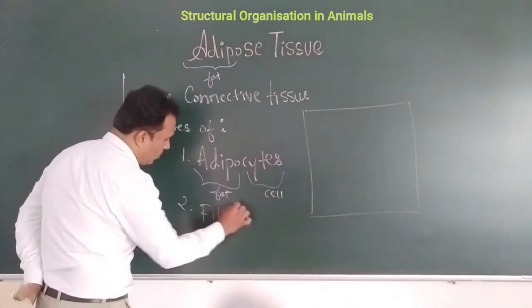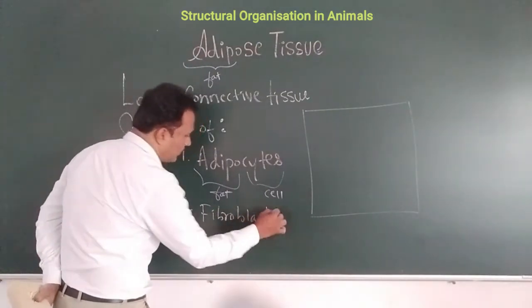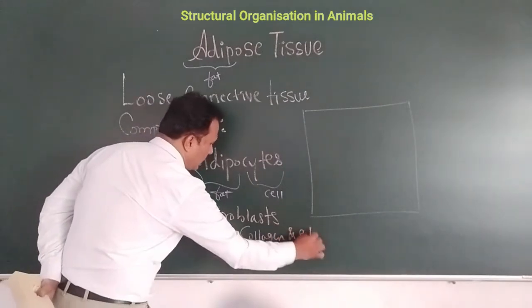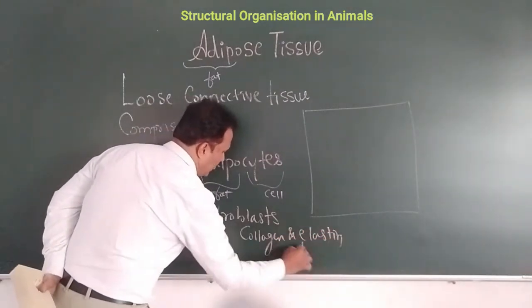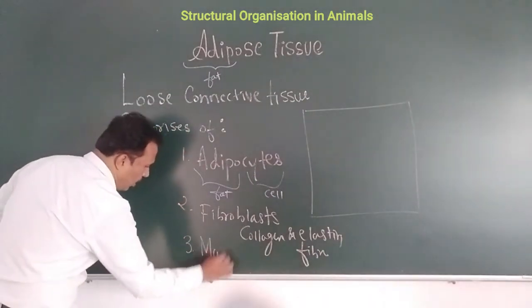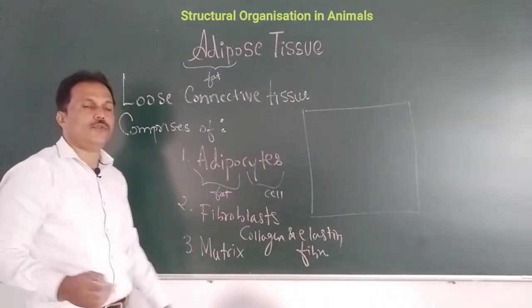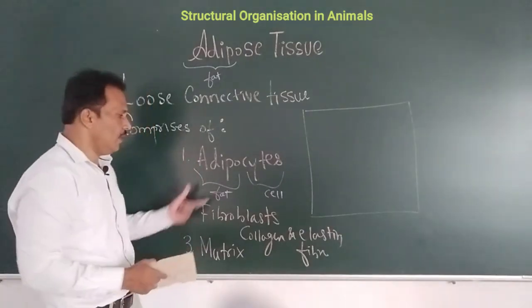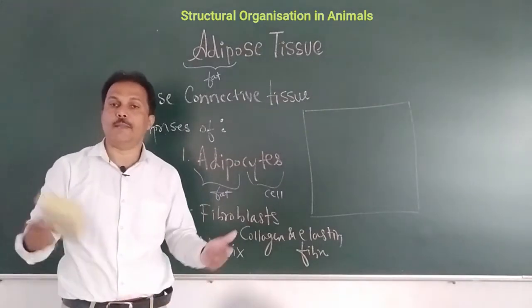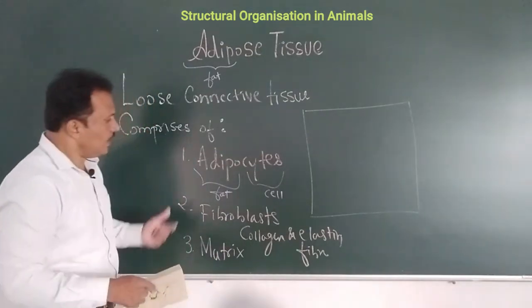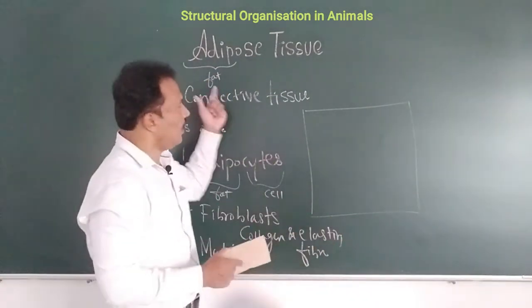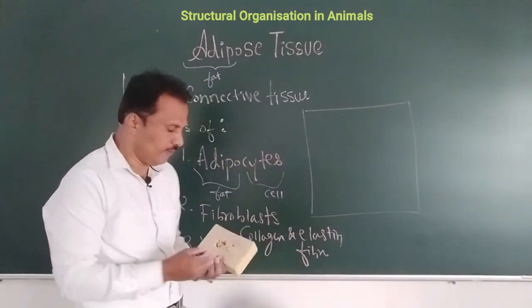fibroblasts. Fibroblasts form the collagen and elastin fibers, plus number 3, the matrix or the ground substance. If you take any connective tissue, you will find various types of cells plus ground matrix substance made up of polysaccharide. If you look at the image or diagram of this adipose tissue, how it appears, we will see here.